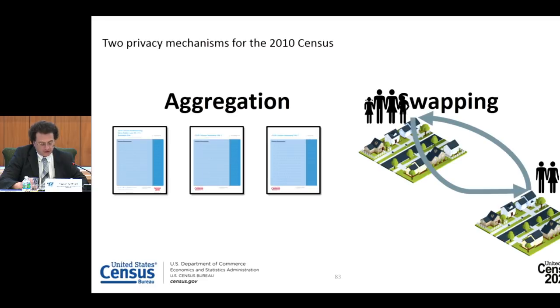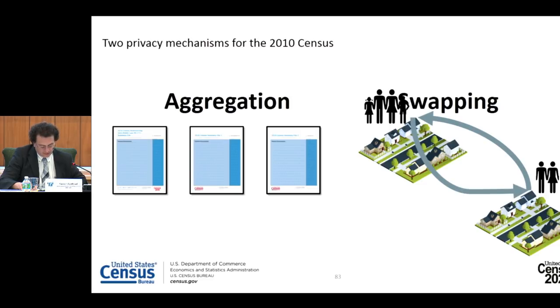We don't talk much about the actual mechanism of swapping. The official documentation for the PL94-171, SF1, and SF2 publications all contain the same paragraph, from which I quote. Data swapping is a method of disclosure avoidance designed to protect the confidentiality in tables of frequency data, the number or percentage of the population with certain characteristics. Data swapping is done by editing the source data or exchanging records for a sample of cases.